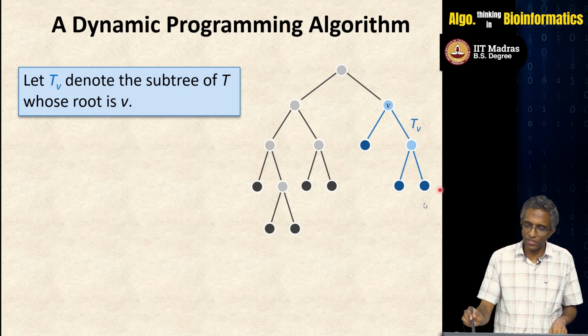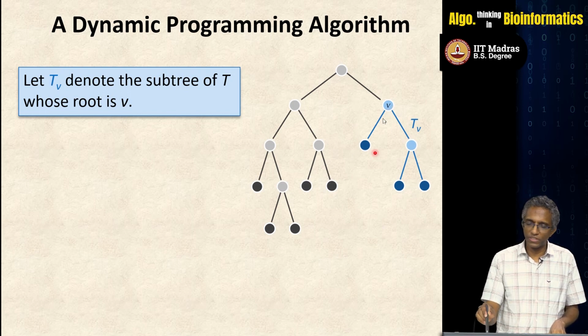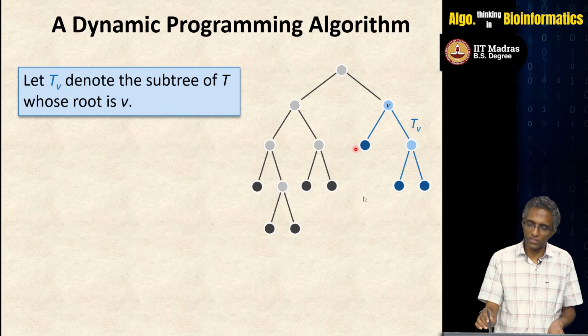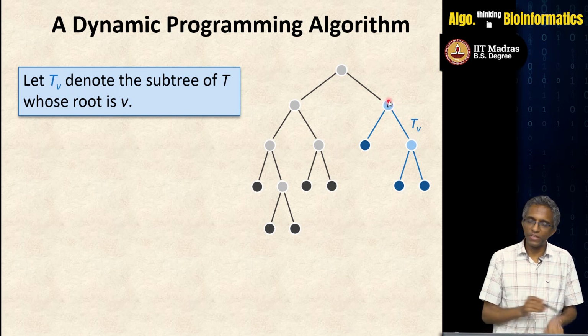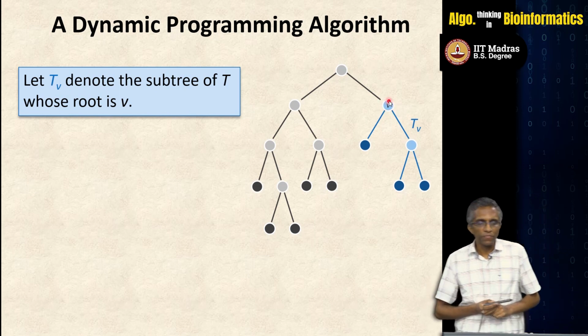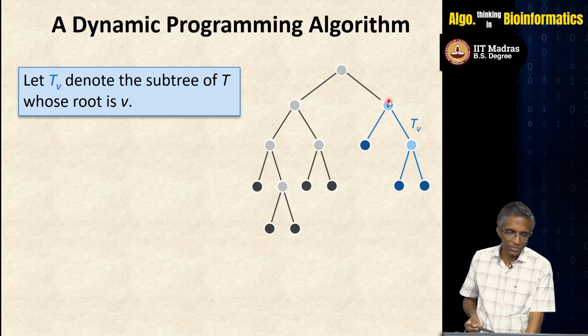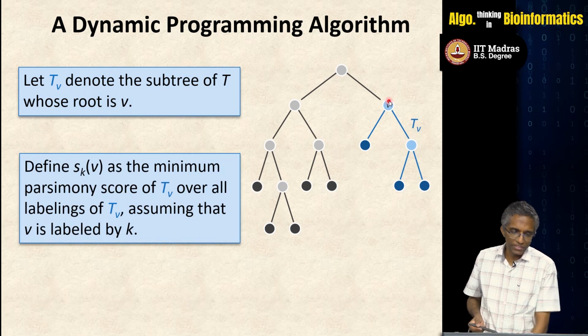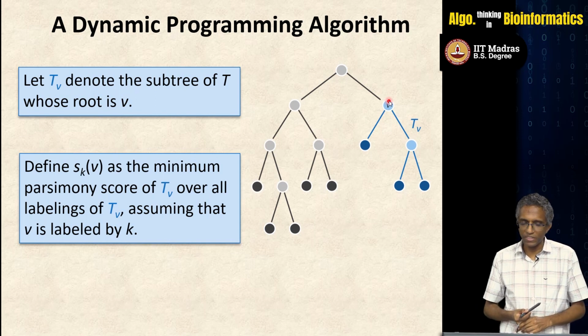Based on looking at its children or descendants, it may suggest some particular letter, and the cost of this tree rooted at V, right, can be determined when you fix this V, and then it will break down the problem into these 2 separate problems. One is the subtree rooted at V, and then the other is the rest of the problem. Okay. So, V can be tried with all possibilities A, C, G and T, then the dynamic programming algorithm can be used. Okay. So, we are going to say let T v denote the subtree of T whose root is V, define Sk of V as the minimum parsimony score of T v over all labelings of T v, assuming that V is labeled by K.